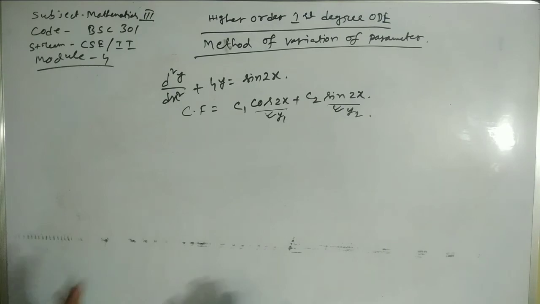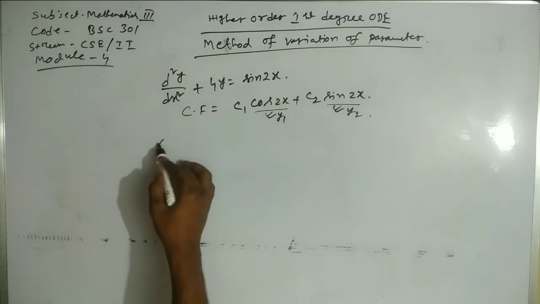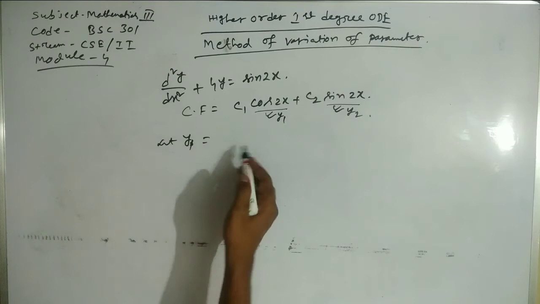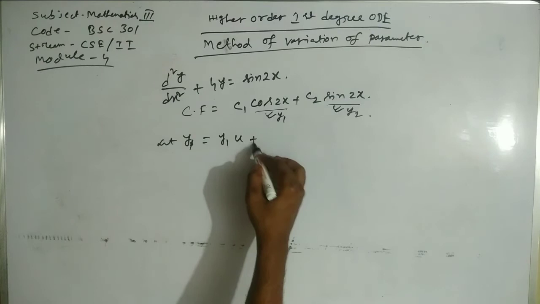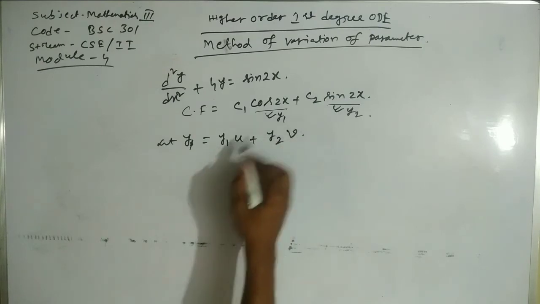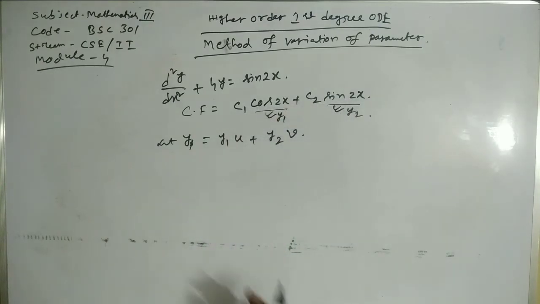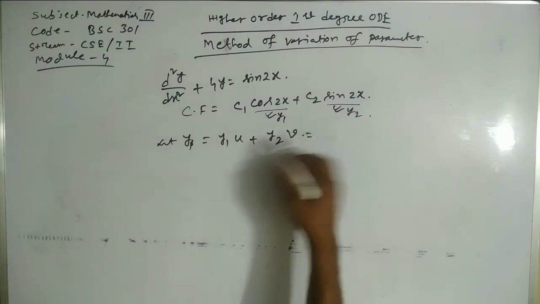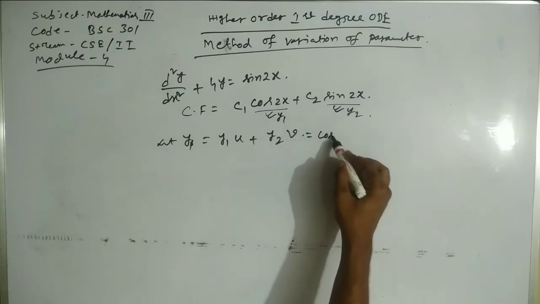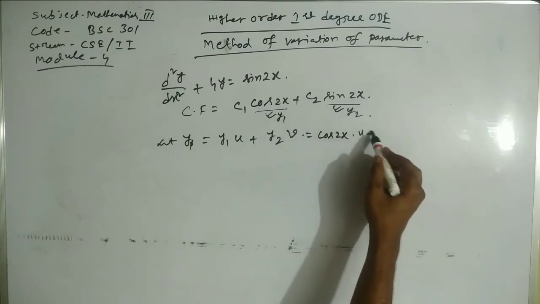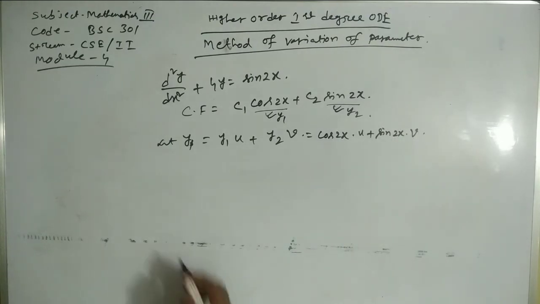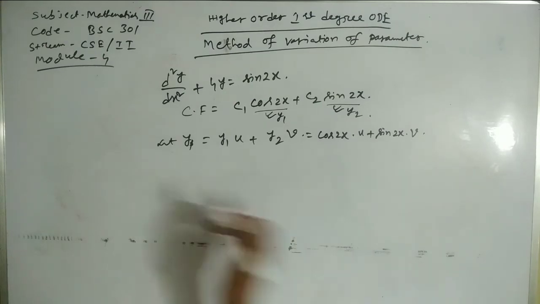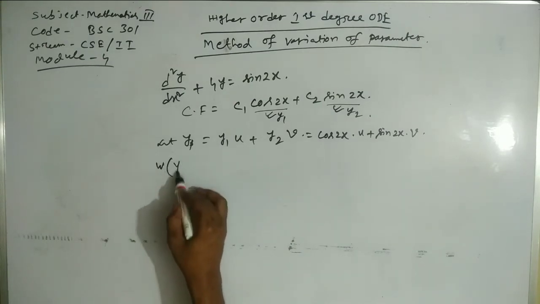This will be applied. So let yp, that is the particular integral, we are assuming that yp equal to y1 u plus y2 v, where y1 is cos 2x and y2 is sin 2x. So we have to find u and v, the unknown functions. So I am putting the value of y1 and y2, that is cos 2x into u plus sin 2x into v.